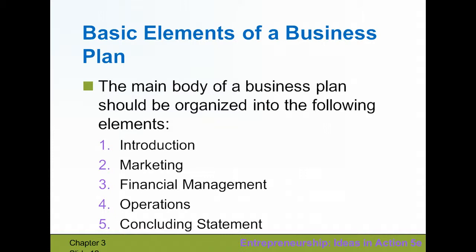The main body of the business plan will contain the bulk of the information about the business idea. It provides details on how the business will succeed, and a lot of time and effort will go into writing the main body of the plan. And it should be compiled before the other components in the business plan. It should be organized into the following sections or elements: the introduction, marketing, financial management, operations, and a concluding statement.